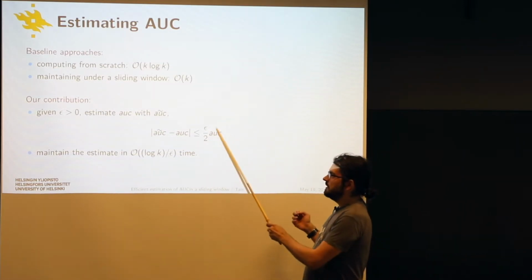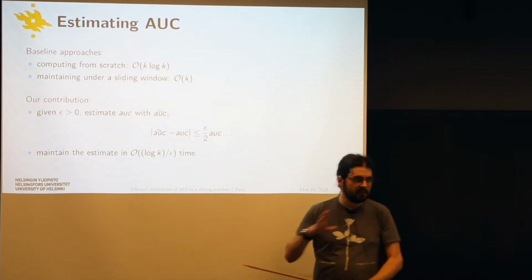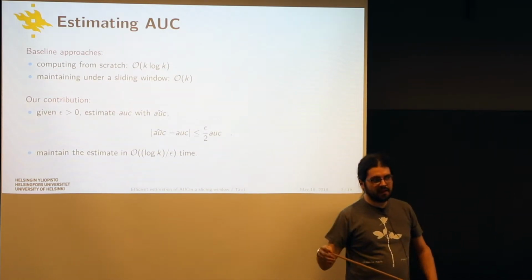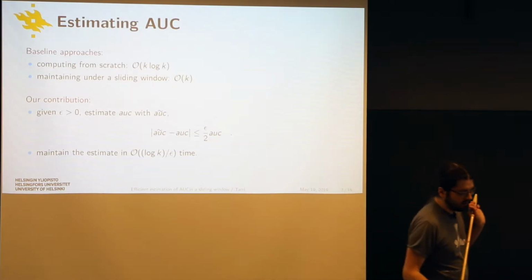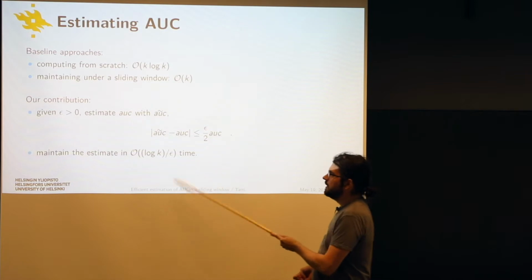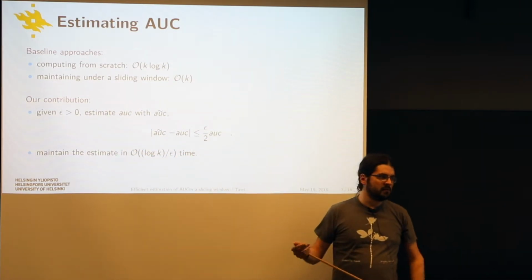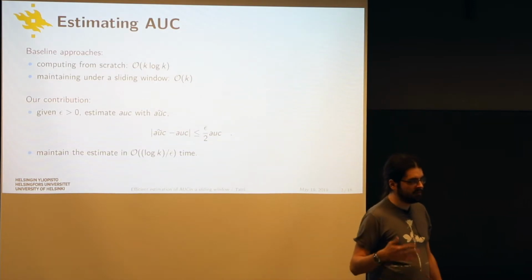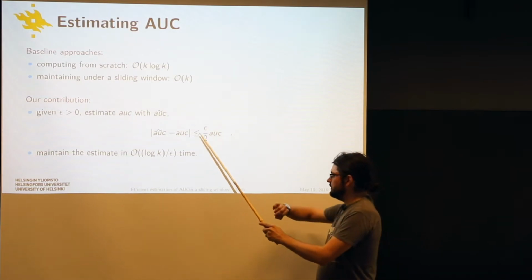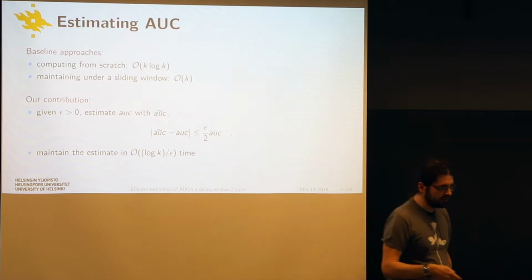So that's the negative result. But the positive side is that I can maintain this estimate as my window is running, over time, in log k divided by epsilon time. So you can see the tradeoff here: the smaller the epsilon, the better the guarantee, but I also pay for that in running time. And the larger the epsilon, the looser the guarantee, but the faster it is.